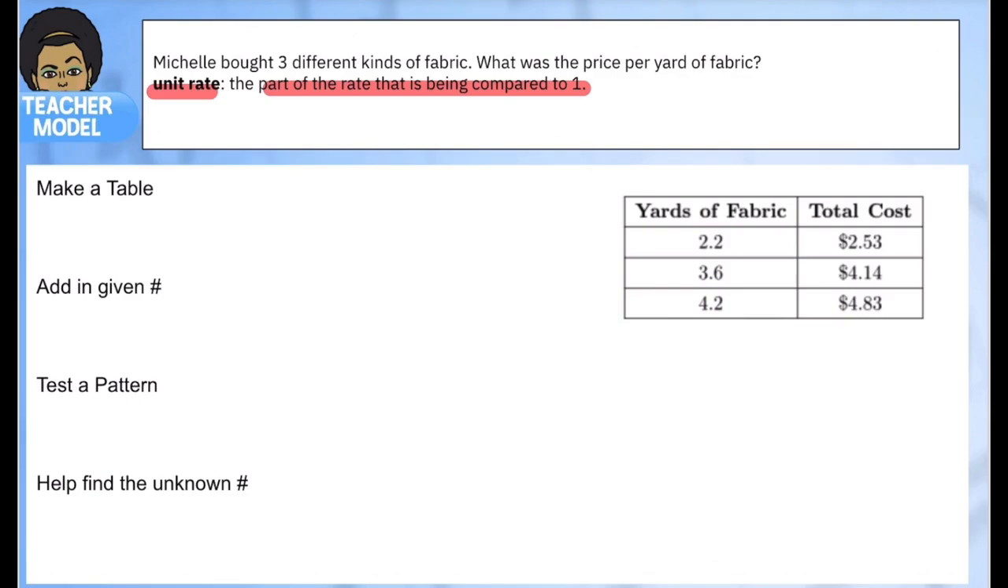In this problem, Michelle bought 3 different kinds of fabric. What was the price per yard? This is a great hint that this is going to be a unit rate, because when we say per yard, what we really mean is when we have 1 yard, and that is a unit rate. When I think of unit, I think of 1. Okay, so that's our little hint for this. So I'm going to start by drawing out our table.